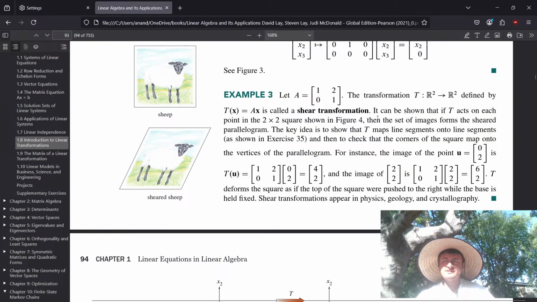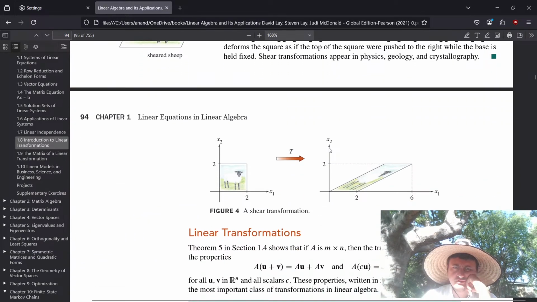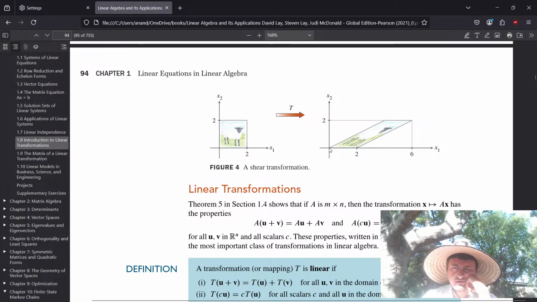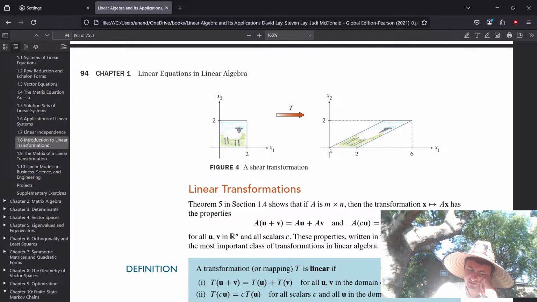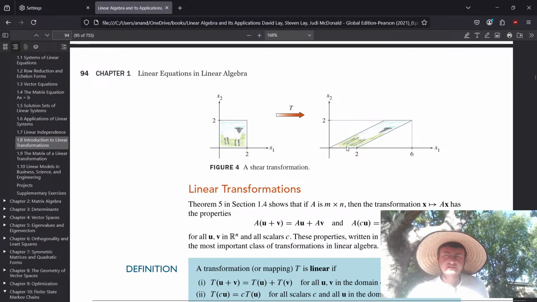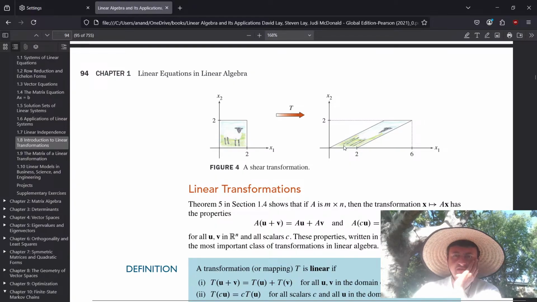It can be shown that if T acts on each point in the 2 by 2 square, shown in figure 4. So it's the other angle. If we gave it 1, 1, 0, 1 times 1, 0, this is going to stay at 1, 0. So this vector doesn't change, but everything else does.